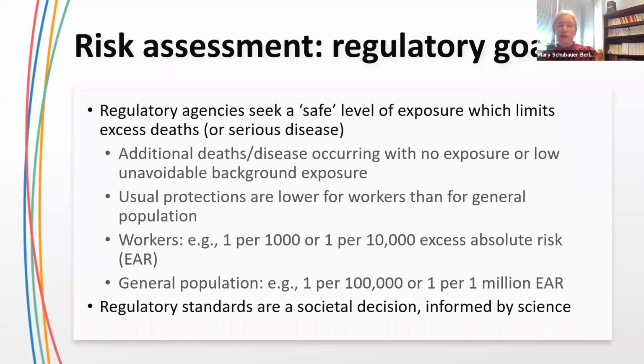So regulatory agencies will seek a safe exposure level that limits excess deaths or serious disease. The idea is to count the number of additional deaths or diseases occurring with exposure, beyond those occurring with no exposure or low exposure at some unavoidable background level. However, the usual accepted protections are lower for workers than the general population. For example, for workers, we may be interested in a 1 in 1,000 or 1 per 10,000 excess absolute risk of disease. But for the general population, we would apply a more stringent criterion. And this is a societal decision. However, the levels of exposure that lead to those risks are where the science comes in.